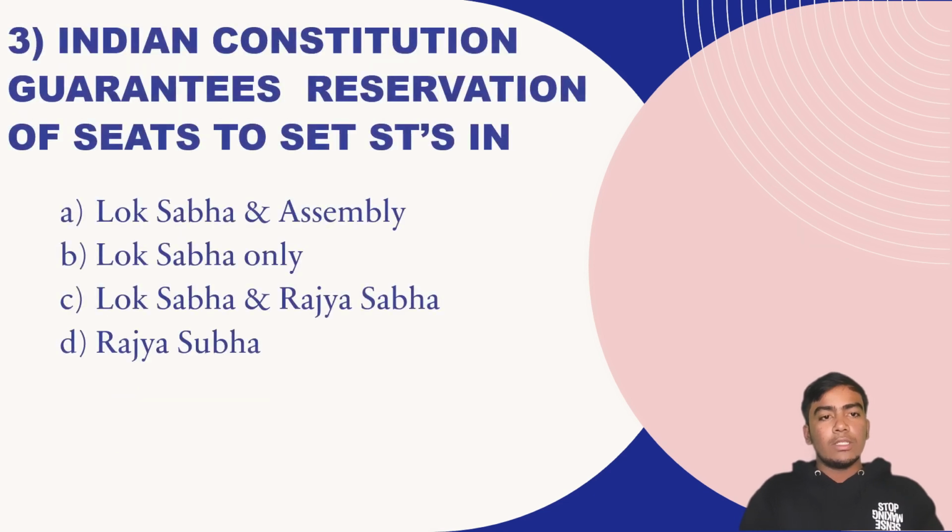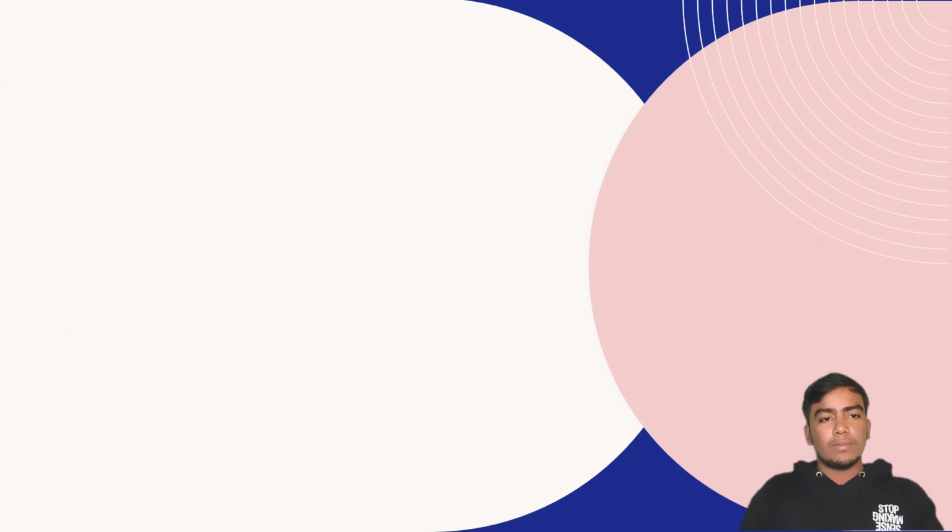The third question is: the Indian Constitution guarantees reservation of seats to SCs and STs in which house? The second option is Lok Sabha only. The third option is Lok Sabha and Rajya Sabha, and the fourth option is Rajya Sabha. So the correct option is option A, Lok Sabha and Assembly.